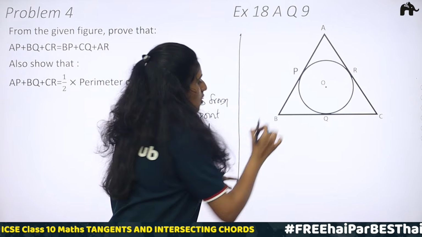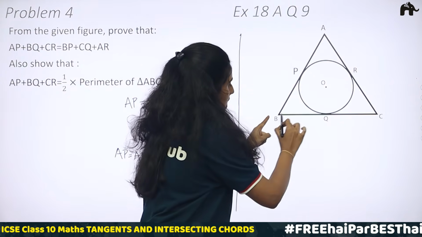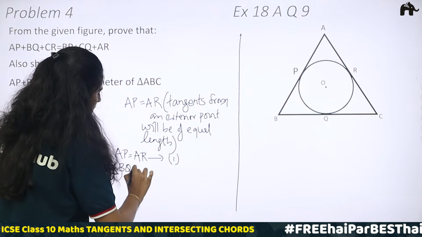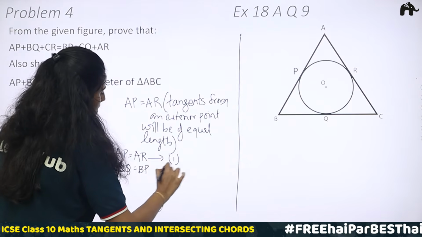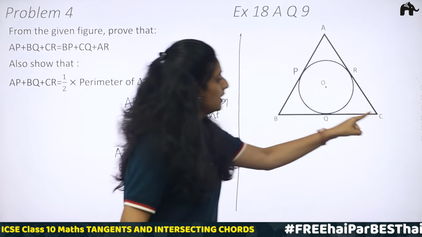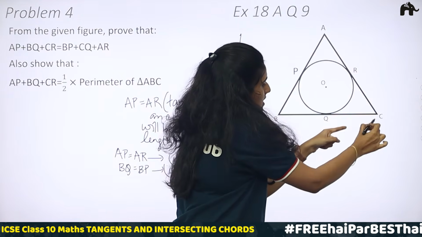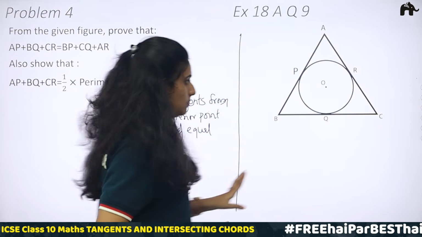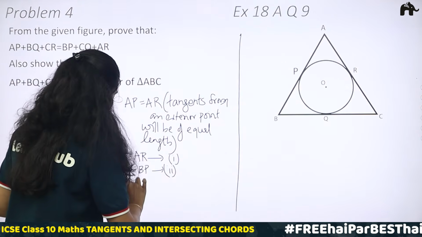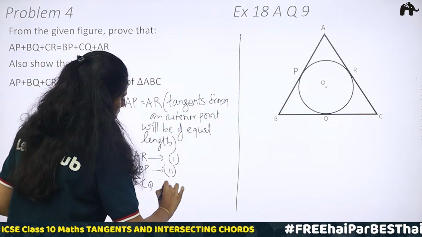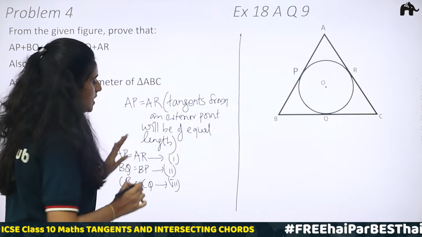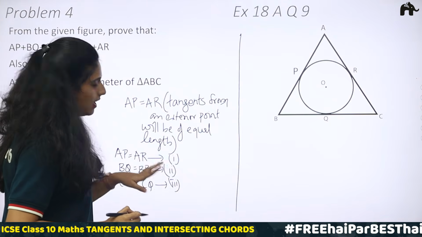Now, when you consider this point B, here we have two tangents BQ and BP. Therefore, we will be having BQ is equal to BP. Same reason, this I am taking as 2. Similarly, when you take this point C, CR is the tangent and CQ is the second tangent. So, the length CR and CQ will be equal. CR is equal to CQ. Same reason, this is our third one. Okay. Now, what I am going to do is, I am going to add equation 1, 2 and 3.